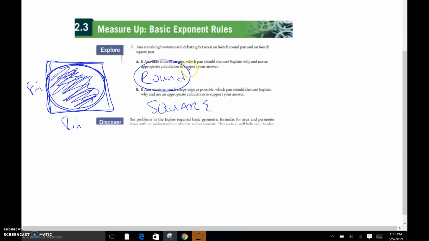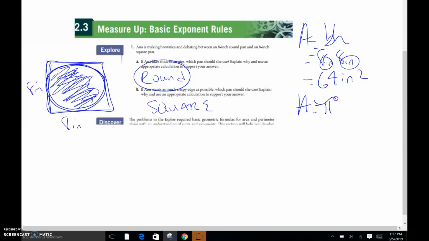And so then calculation to support our answer. So we could look at area there. And if you look below area, the formula is base times height for a square or rectangle. So 8 times 8. And notice if I put the units in there, I can get my new unit. So I'm going to get a new answer of square inches.